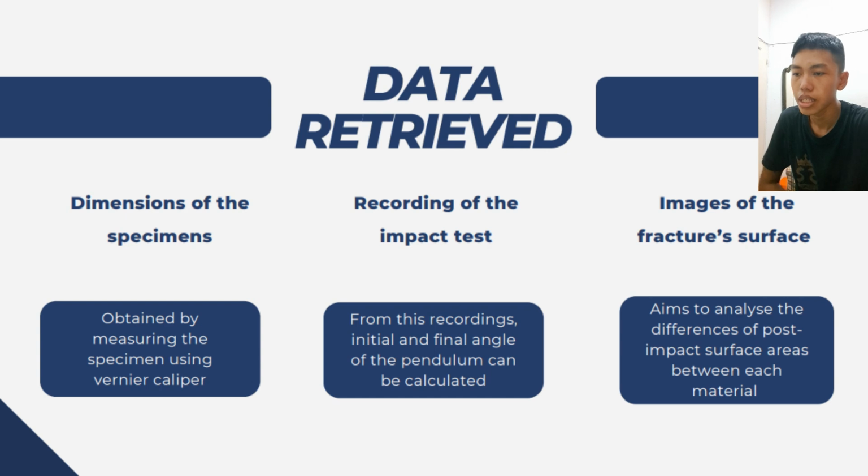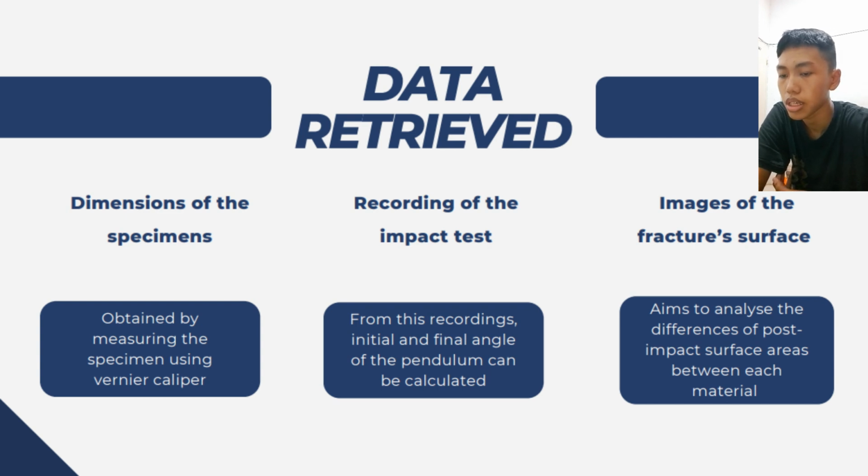There are three data that are being retrieved during the impact test experiment. The first data is the dimensions of the specimen, which is made by following the D256 and E23 ASTM. This data is obtained by measuring the specimen using vernier caliper and ruler. The second data is the recording of the impact test. From these recordings, the initial and final angle of the pendulum used during the impact test can be calculated. Therefore, we can calculate the energy absorbed by the material.